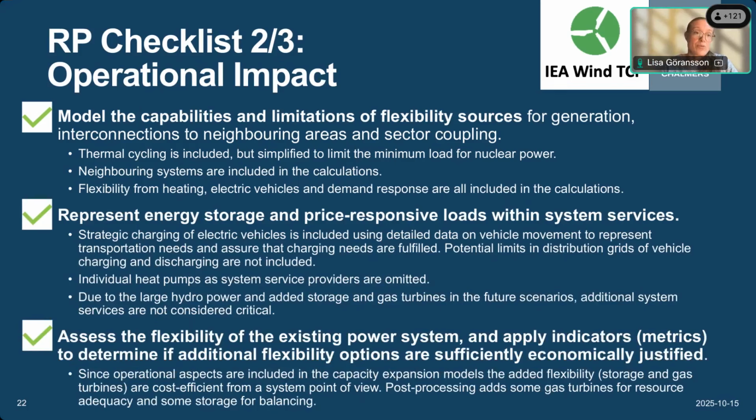We do account for all the trade possibilities to work together with the neighboring systems, but also their limitations, as we co-optimize the full European continent in one of the models. And then we do also include sector coupling with flexibility from heating and flexibility from hydrogen production with electrolyzers. So here we have a relatively good coverage of different flexibility options.